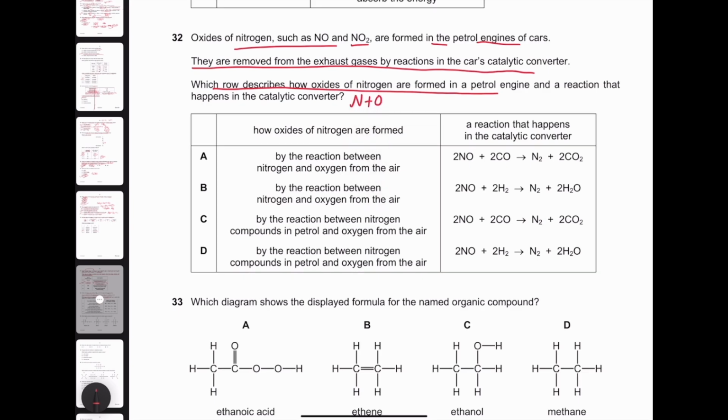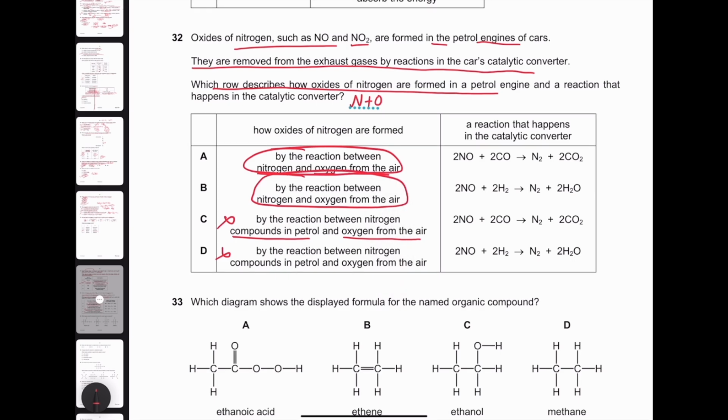This is true, N2 and O2. But where is it obtained from? From air? I think so. Nitrogen and oxygen both are obtained from air. So this is correct. Nitrogen compounds in petrol, oxygen from air. No, this is wrong. C and D is wrong. We have to finalize between A and B.